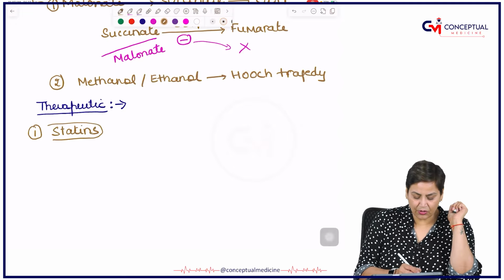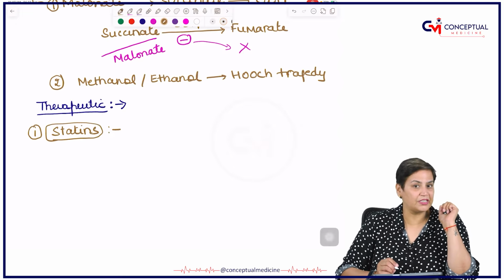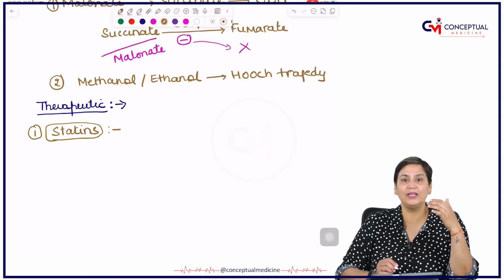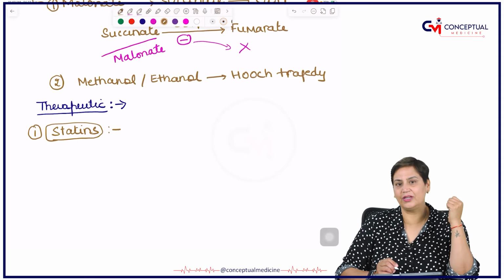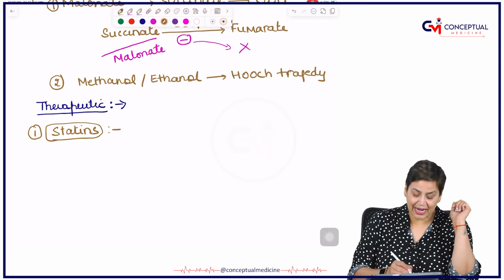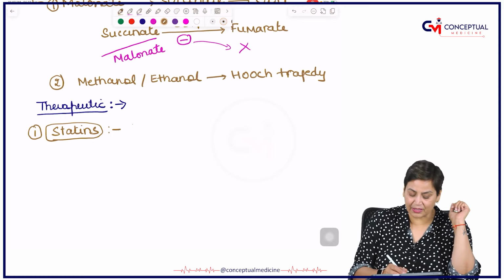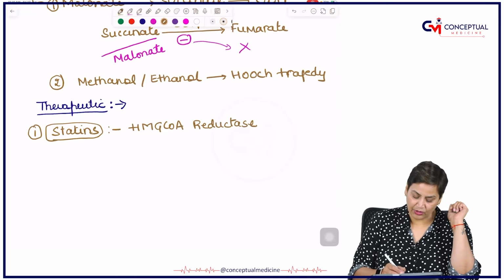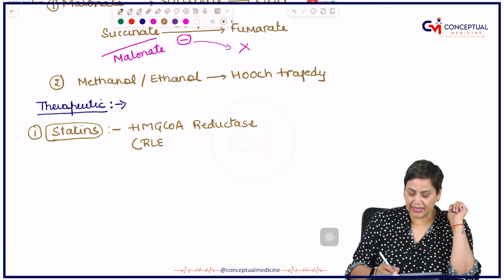Statins are a class of drugs which are given to those patients who have a high level of cholesterol, who are suffering from hypercholesterolemia. So obviously when statins are given, what should be their mode of action? They should decrease the synthesis of cholesterol, and that is what exactly happens. How? Because statins are the competitive inhibitors of HMG-CoA reductase. Very important, right? And what is HMG-CoA reductase? It is a rate limiting enzyme of cholesterol biosynthesis.